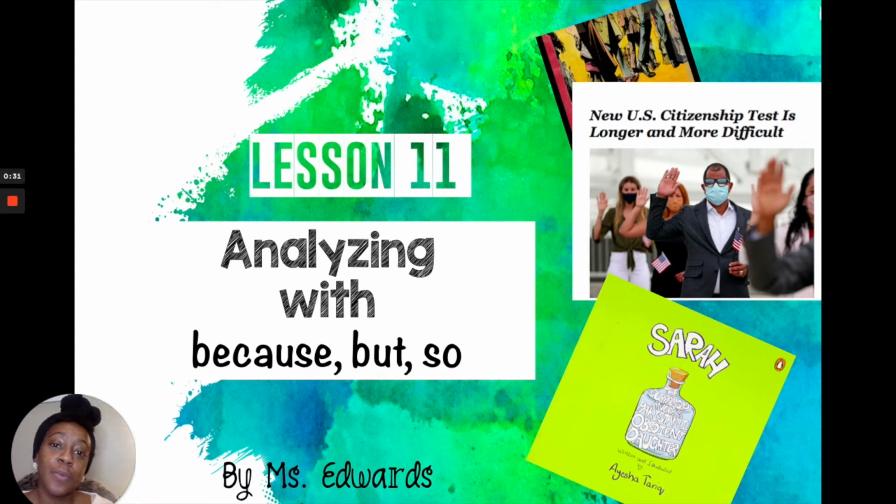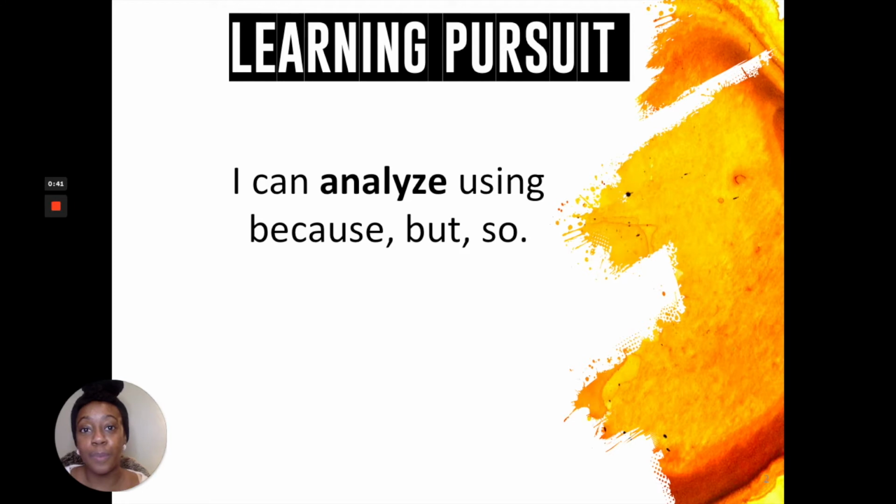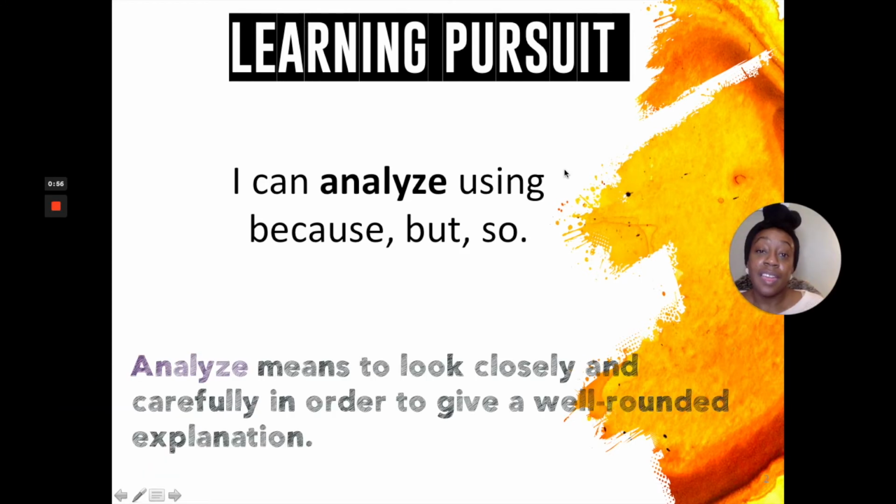In this video, we are going to focus on analyzing using because, but, and so. So our learning pursuit for this week is I can analyze using because, but, and so. Analyze means to look closely at something. You're looking closely and carefully in order to give a well-rounded explanation. So you're adding details plus your own thoughts and perceptions about what you're looking at.